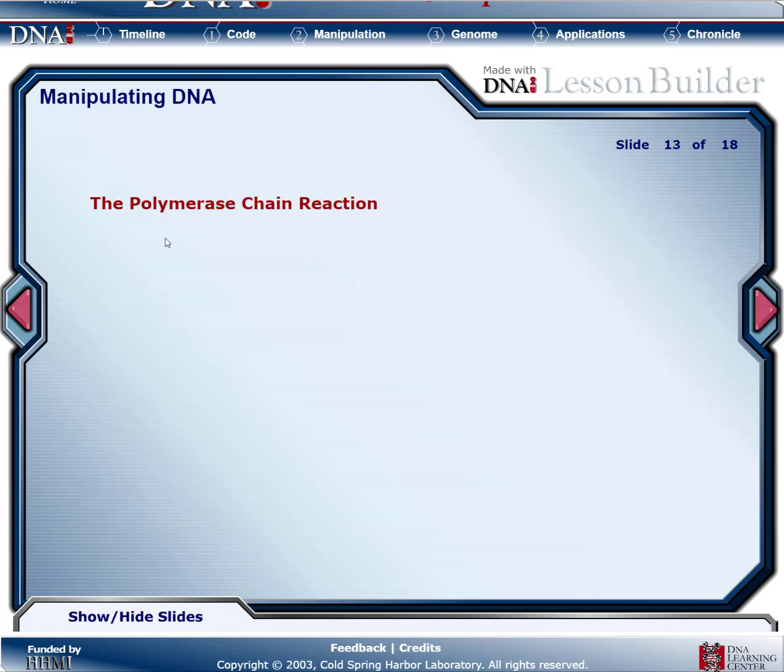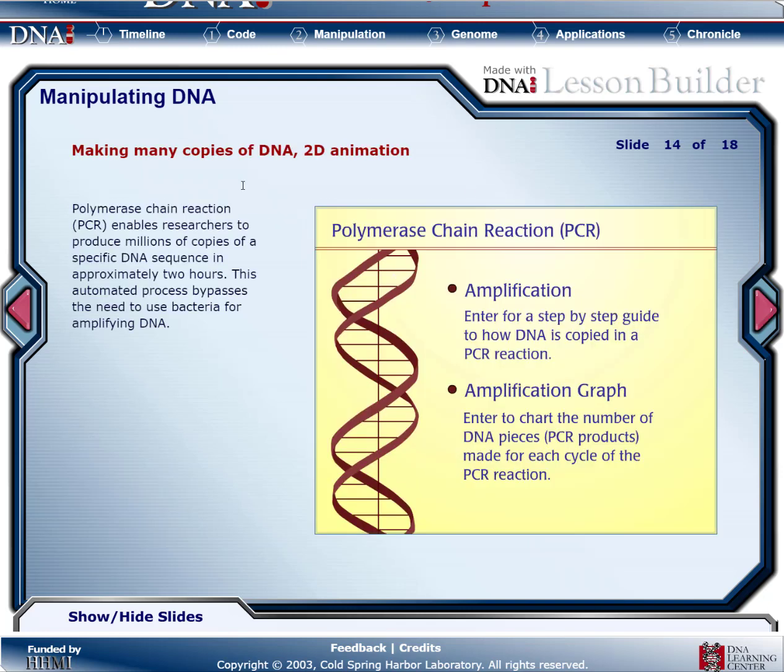So the next part that we're going to talk about is polymerase chain reaction. Making many copies of DNA 2D animation. The polymerase chain reaction enables researchers to produce millions of copies of a specific DNA sequence in approximately 2 hours. This automated process bypasses the need to use bacteria for amplifying DNA.